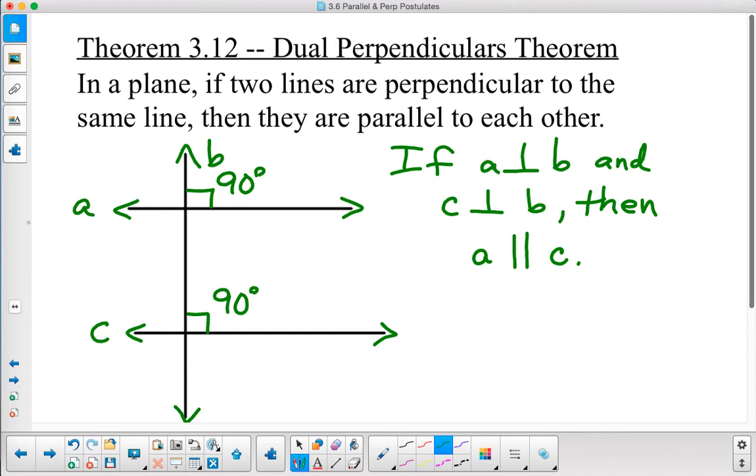If you look at the front of the room, like the marker board, the top of the marker board is perpendicular to the left-hand edge of the marker board. The marker tray is perpendicular to the left edge of the marker board. So it ends up that the top of the marker board and the bottom of the marker board are parallel. Again, a lot of examples in the room. The bricks have a lot of examples also.